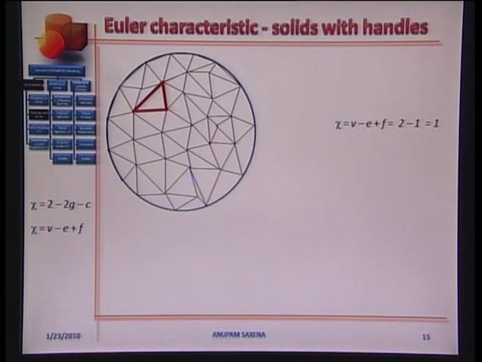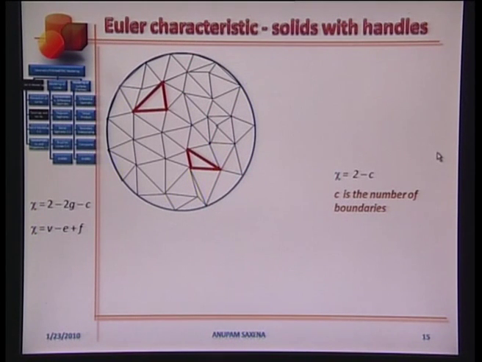Let's do this again. Let's introduce another boundary component by taking away another triangle. Here we have ensured that none of the vertices or edges in the two boundary components are common. Once we introduce another boundary component, once again, the number of vertices remains the same, the number of edges remains the same, but the number of faces decreases by 1. Now, the chi value or the Euler characteristic is 0.